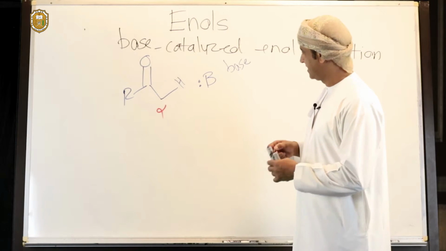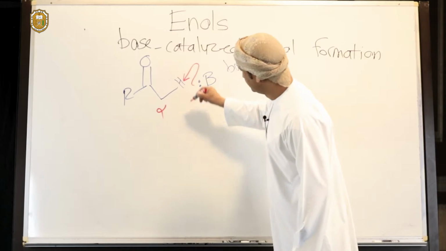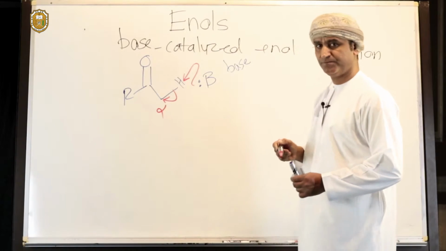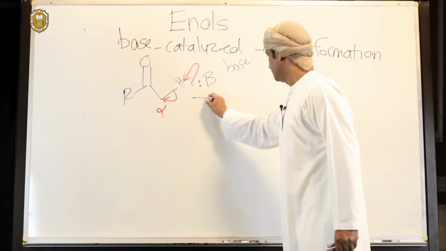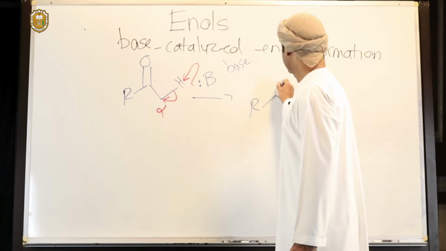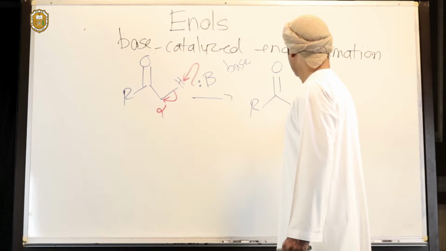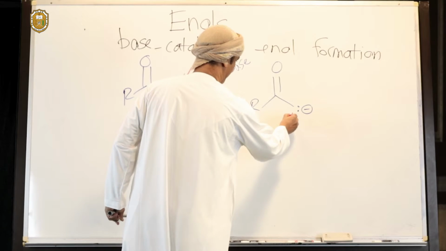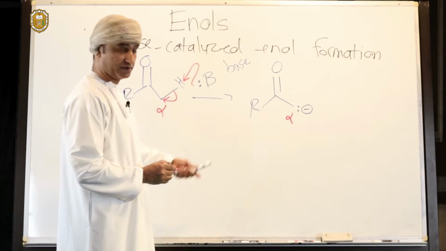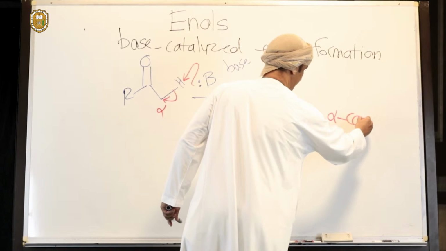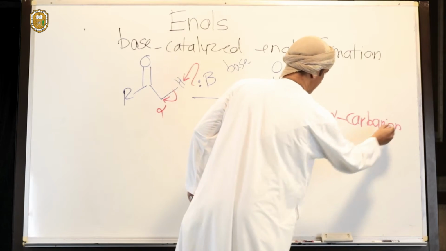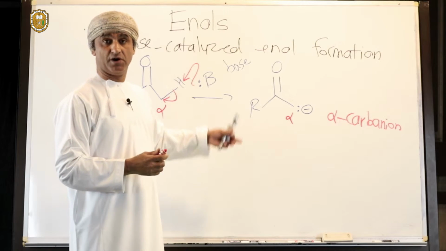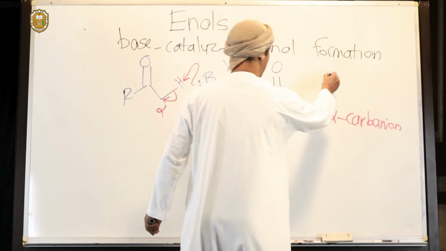So the base comes in, it takes off that hydrogen, and the hydrogen-carbon bond is broken, leaving a carbanion on that alpha position. So what we get is this intermediate now. That intermediate, which has a carbanion on the alpha position, is therefore described as an alpha carbanion. Now, not only is the alpha carbanion formed, but also BH, the conjugate acid of the base. So we have HB.